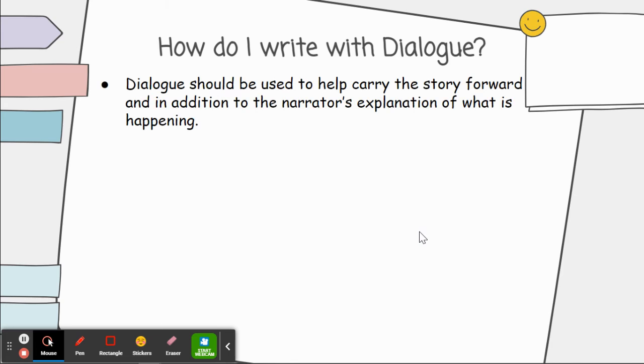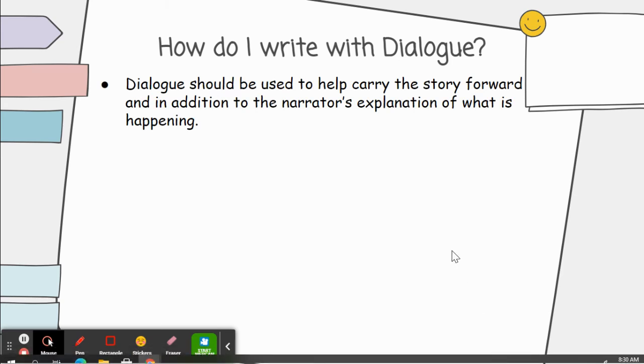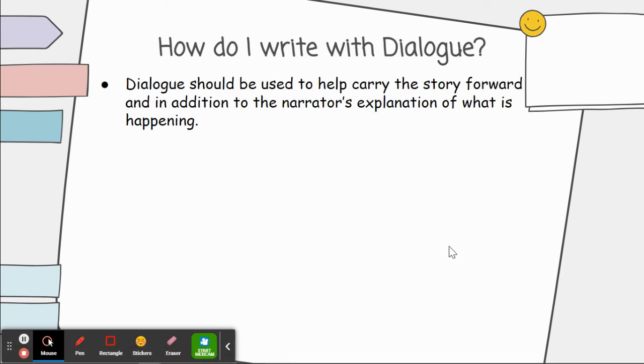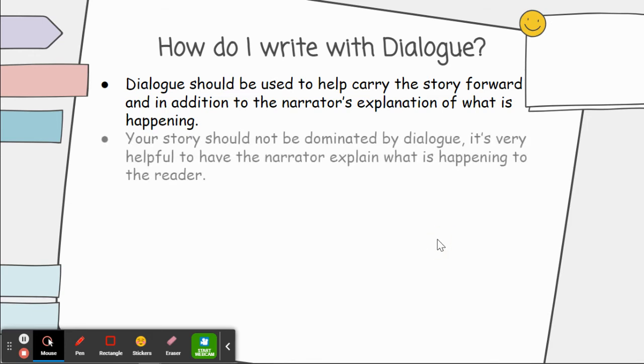So how do I write with dialogue? Dialogue should be used to help carry the story forward, in addition to the narrator's explanation of what is happening. So your dialogue should have a point to it, not just because you feel like a character should say something. What is the character going to say? Is it important to the story? Will it drive the story forward? Will it bring clarity to the situation that's happening? These are all questions you need to ask yourself. Is this good dialogue I'm adding? Your story should not be dominated by dialogue. It's very helpful to have a narrator explain what is happening to the reader.